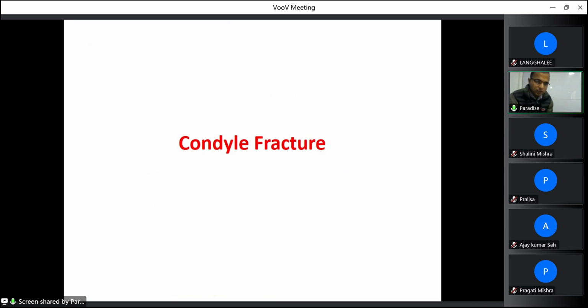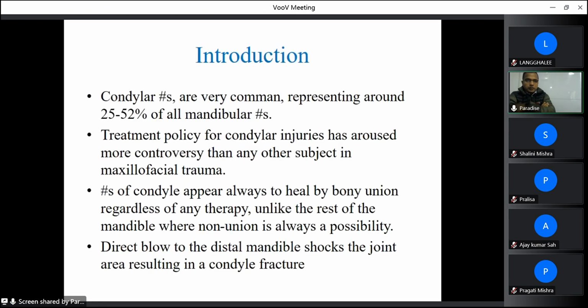Okay, let's start with condyle fracture. Condyle fracture is the most common fracture of the mandible when there are multiple fractures, and most of the fractures in the mandible are multiple fractures instead of isolated single fractures. In case of condylar fracture of the mandible, condylar fractures are very common, representing around 25 to 52% of all mandibular fractures.